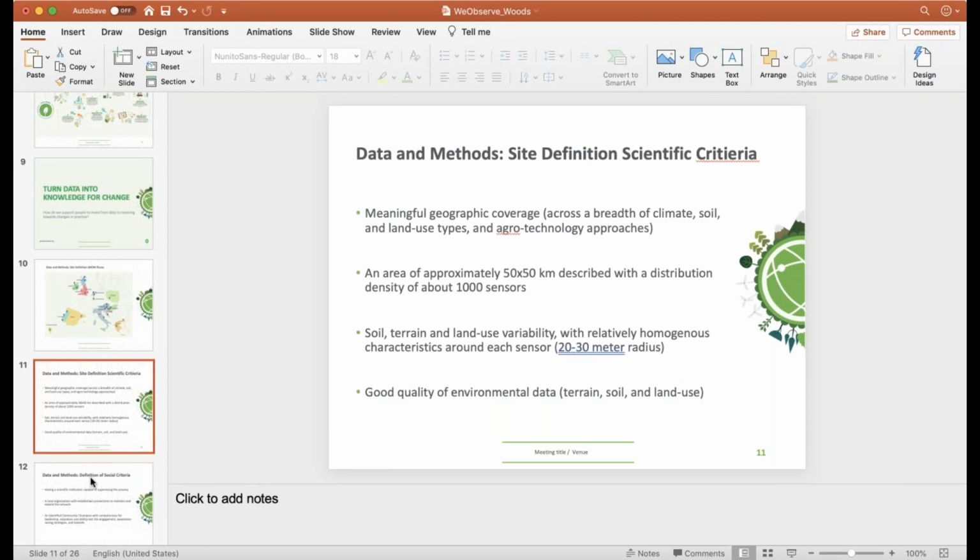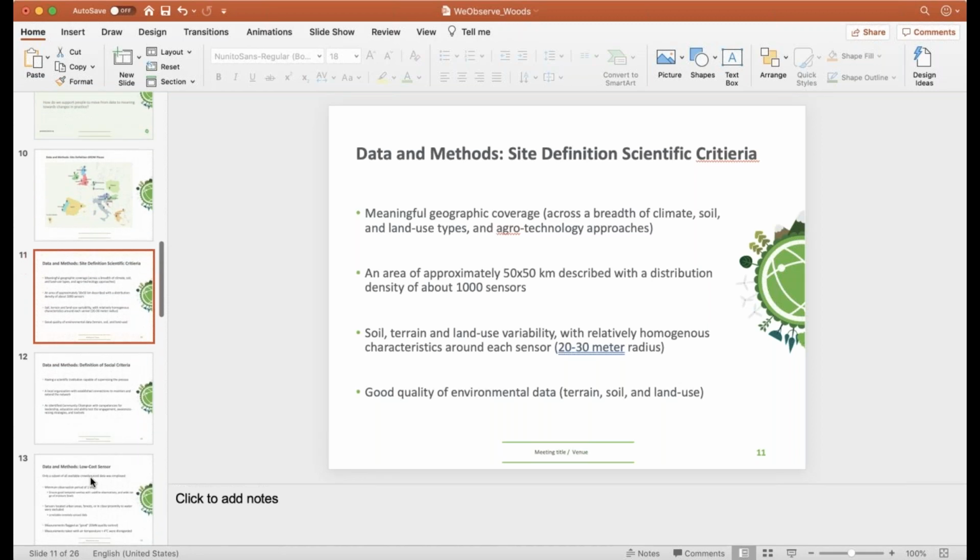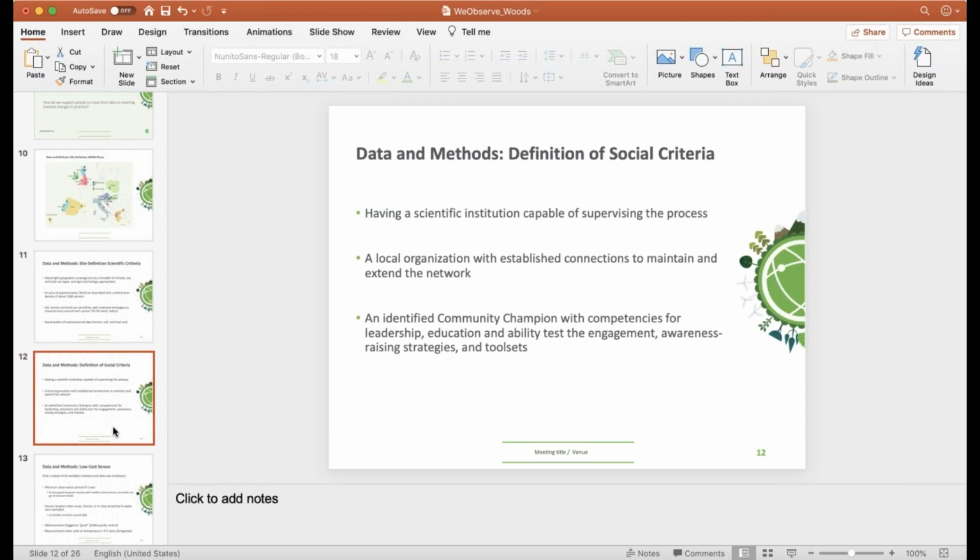We had an area of approximation described within the protocol, within the distribution sensors, of about 1,000 sensors. The soil, terrain and land use variability characteristics were looked at, and we had to have a good quality of environmental data: terrain, soil and land use. In order to also support this continuous soil moisture gathering, we had to have social criteria as well.